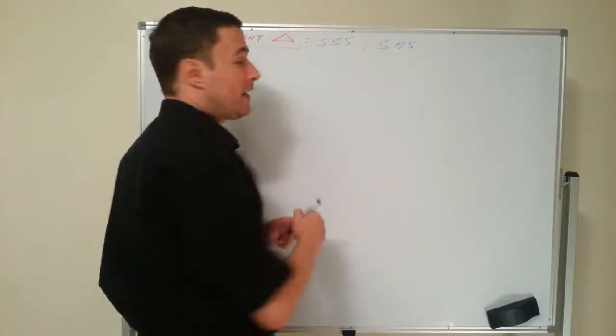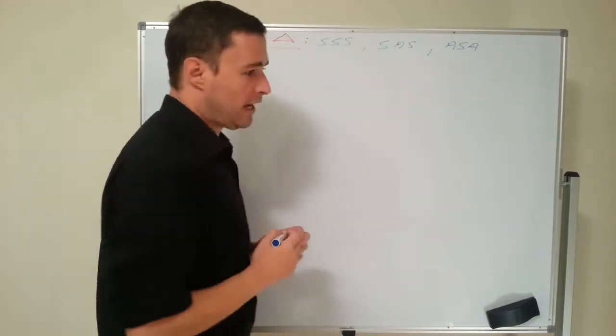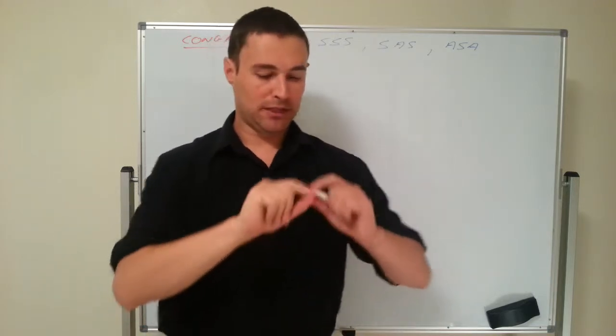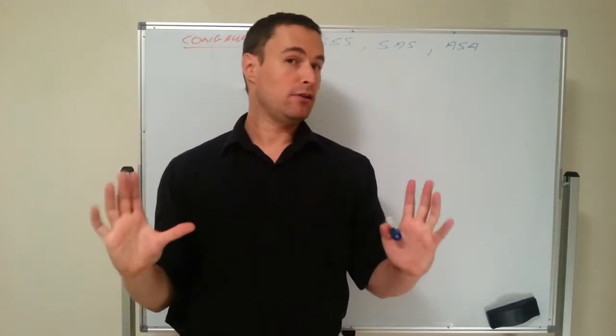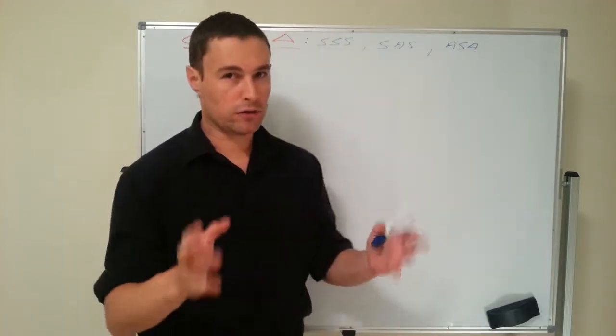Or you can have angle side angle. You could also have side angle angle, which is a little bit trickier. But angle side angle means if I've got the same side and 2 angles, I can prove that those 2 triangles are congruent.